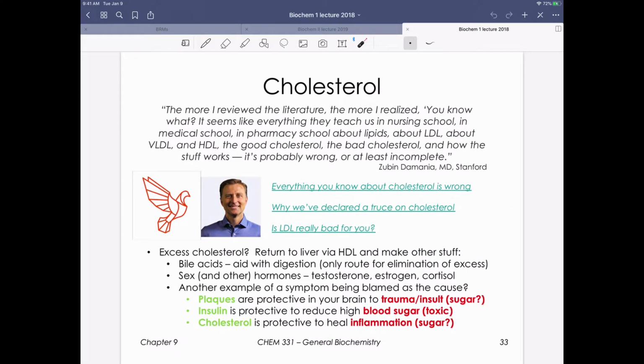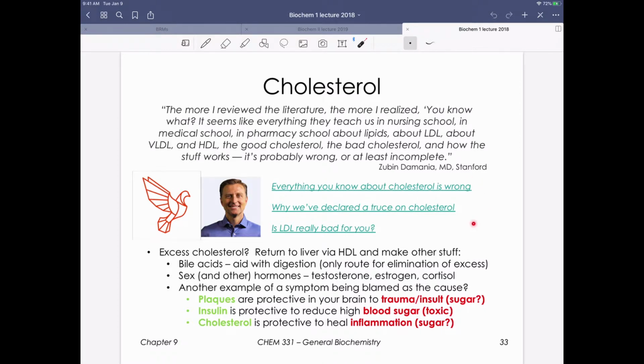So I want to say a little bit more about cholesterol. There's a video out there by Dr. Berg talking about the differences between HDL and LDL cholesterol. But this is a really neat quote from an MD at Stanford: "The more I review the literature, the more I realized, you know what? It seems like everything they teach us in nursing school and medical school and pharmacy school about lipids, about LDL, about VLDL and HDL, the good cholesterol, the bad cholesterol, and how the stuff works, it's probably wrong or at least incomplete." So keep that in mind, that even 5 years from now we might know more than we know now, and we might change how we feel about some of these things.